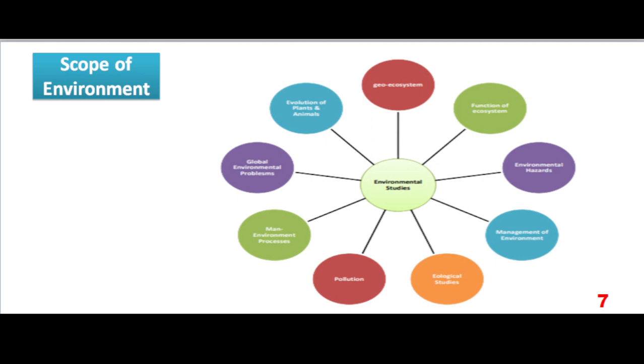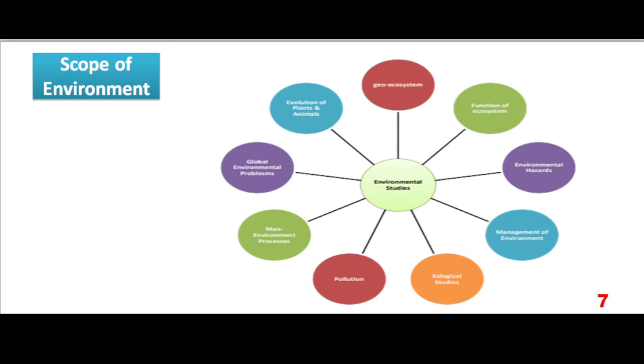Then functions of ecosystem. This involves understanding the processes and functions that occur within an ecosystem, such as energy flow, nutrient cycling, and food webs. For example, examining how plants convert sunlight into energy through photosynthesis and how this energy is transferred through the food chain.